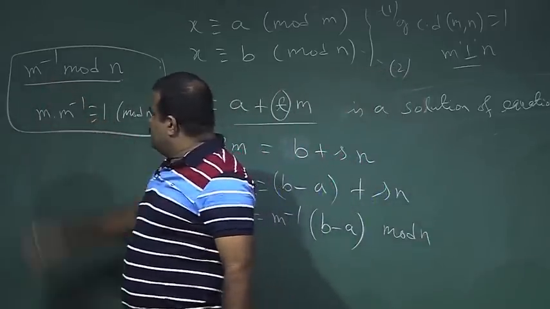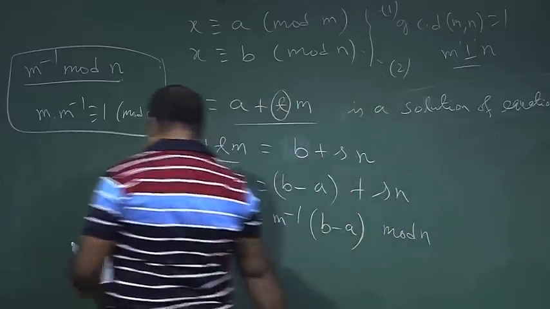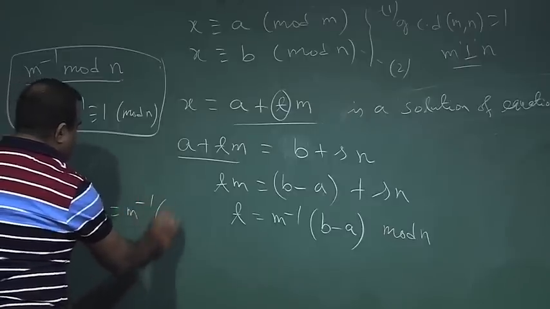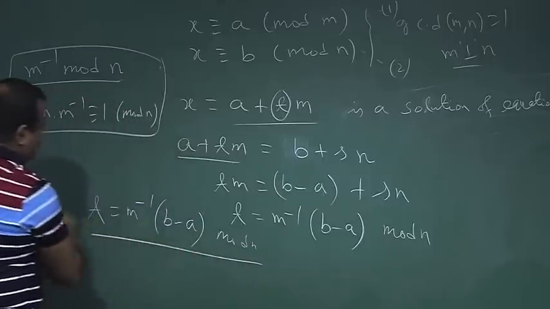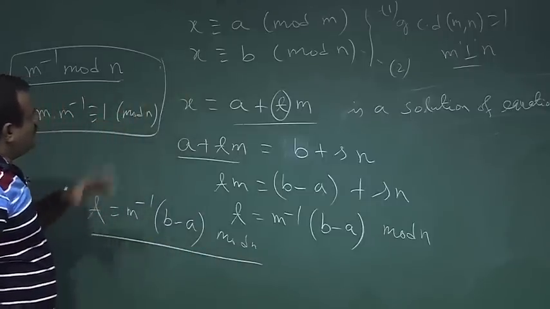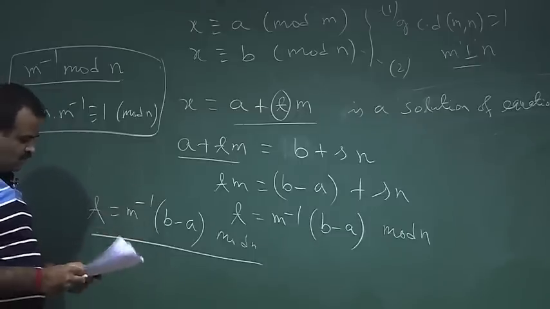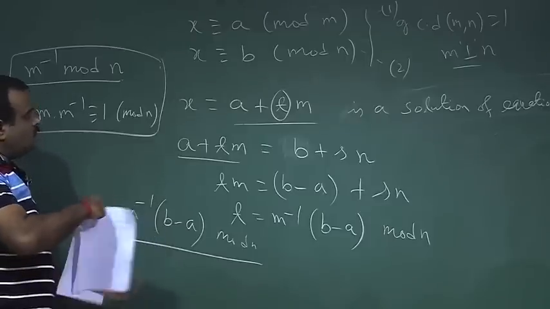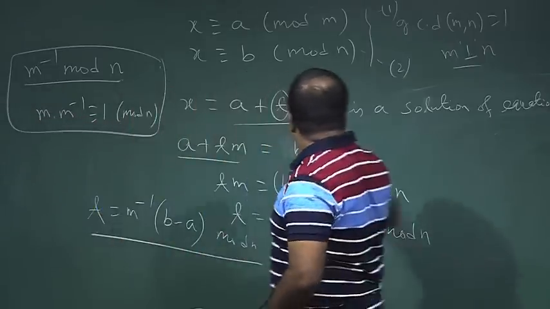So, once we get m inverse, we choose t as m inverse times (b minus a), obviously mod n. Then if we choose t as this, it will also satisfy equation 2. So, then this is satisfying both equation 1 and equation 2.